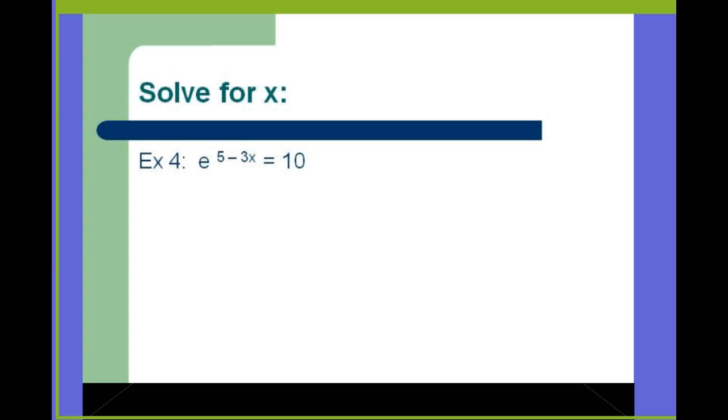Just like e's get rid of ln's, ln's get rid of e's. So we can ln both sides in this example, leaving me with 5 minus 3x equals the natural log of 10.